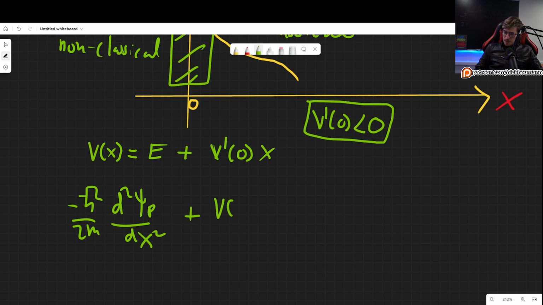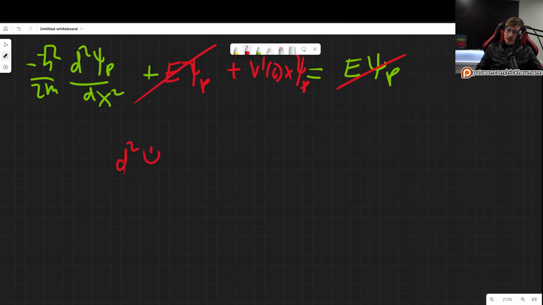So plus the potential times the patching wave function is equal to the energy times the patching wave function. Now, of course, instead of this potential, we write E times the patching wave function plus V prime of 0 x times the patching wave function. So from here, we can see that the second derivative of our patching wave function with respect to x will be, let's see, this part will be negative, but there's another minus sign, so we get positive 2m divided by h bar squared times V prime of 0 x psi of p.